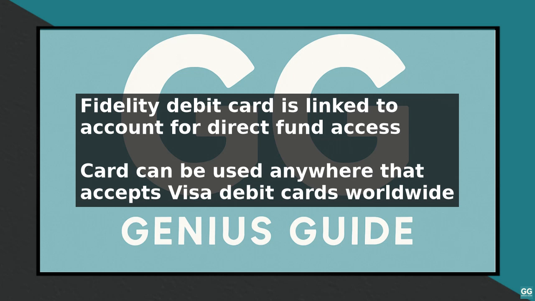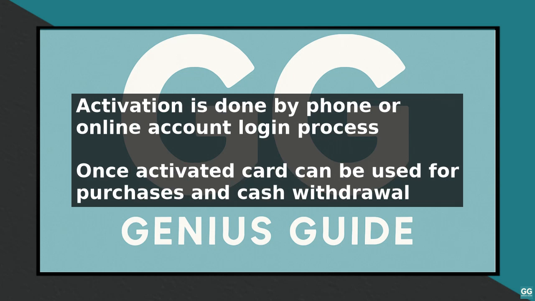To get started with your Fidelity debit card, you will need to activate it by calling the phone number provided or by logging into your Fidelity account online. Once activated, you can begin using your card to make purchases, pay bills, and get cash from ATMs.